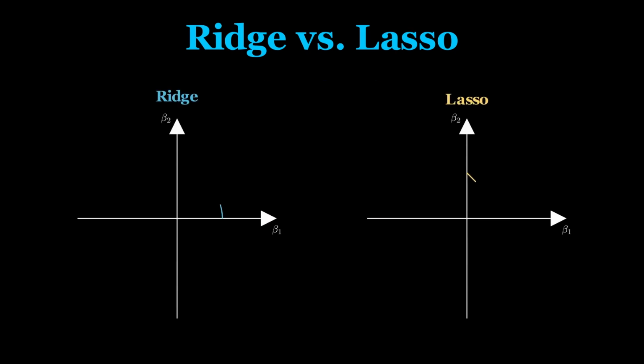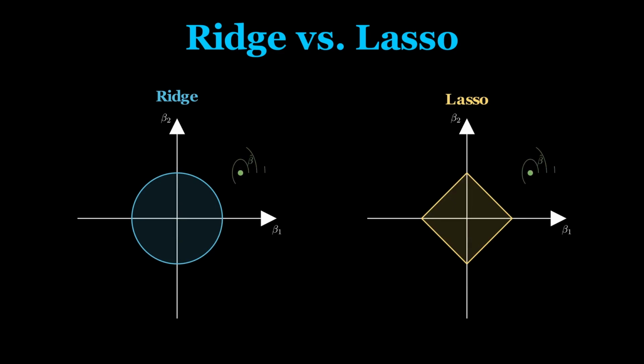Now for the geometric interpretation with 2 predictors, extending the picture we built at the end of the ridge regression video. The ridge constraint again forms a circular region in the coefficient space, while the lasso constraint forms a diamond shape. The green point is the unconstrained OLS solution, and the dotted green curves are the RSS contours. Every point on the same contour has the same RSS.